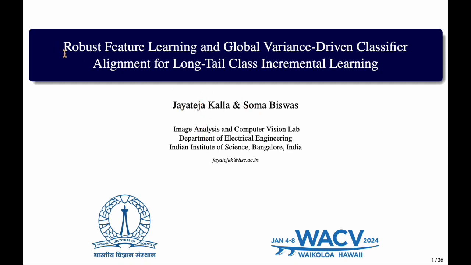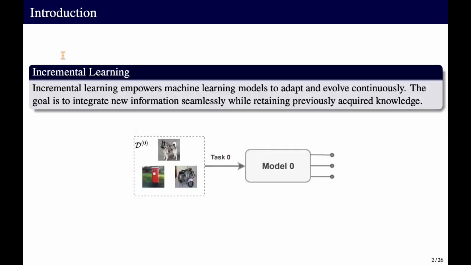Today, I am presenting my research work on robust feature learning and global variance-driven classifier alignment for long-tail class incremental learning. Incremental learning is a powerful concept that enables machine learning models to adapt and evolve continuously. The primary objective is to induce new information into the model without forgetting the old knowledge.